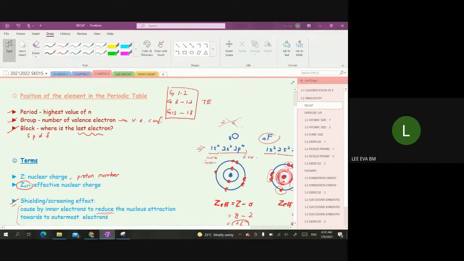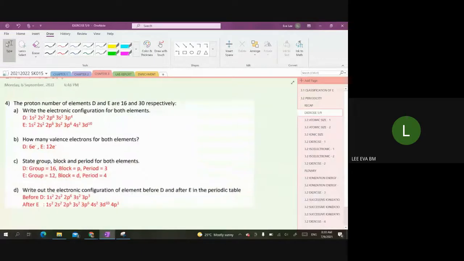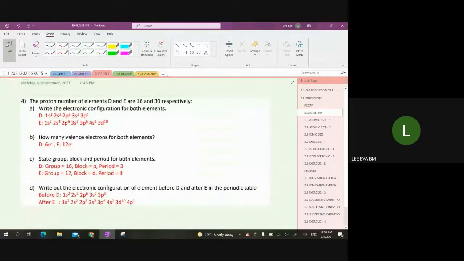And let's see our next slide. Oh, before the next slide, I want to discuss question number 4. Okay, so for your question number 4, some of you made some mistakes and madam wants to correct you at this time. Proton numbers of elements D and E are 16 and 30 respectively. So D has proton number 16, E has proton number 30.